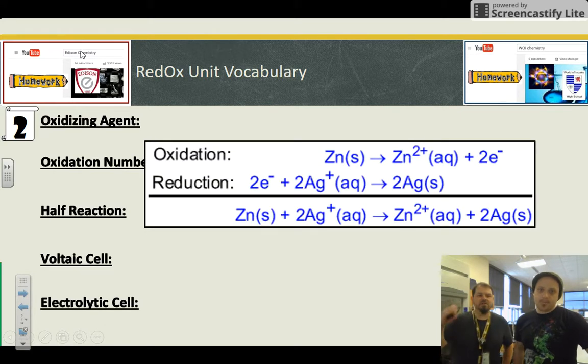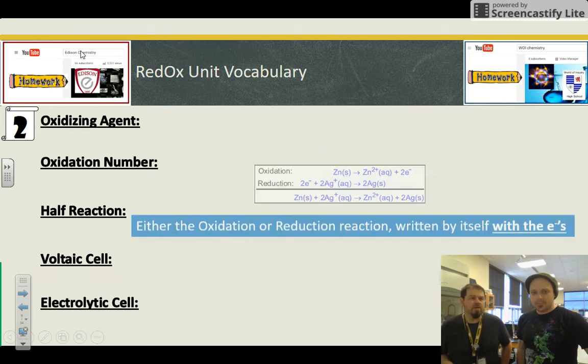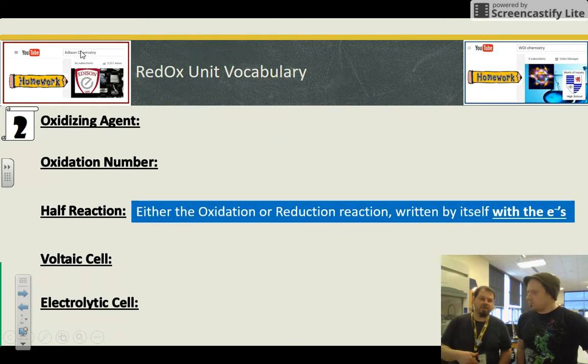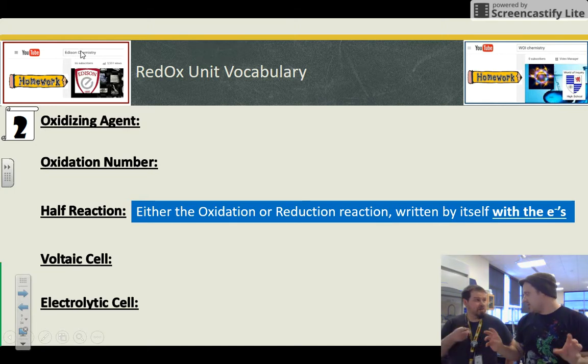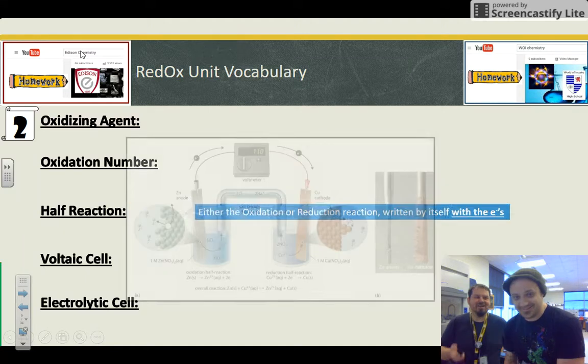Half reaction specifically, here are two of them. When I look at the whole reaction, I have an oxidation and a reduction. So the half reaction is just either one of those. There's a half reaction for oxidation, and there's a half reaction for reduction. It's written by itself, but here's the key with those. You've got to get the electrons in there on the correct side. If I'm adding electrons, they would be on the reactant side. If I was losing electrons, they would be on the product side. And when you combine your oxidation and your reduction half reactions, these same electrons show up on both sides and cancel each other out. So we'll see that again in a later video. If they don't cancel out, we've got to fix it.